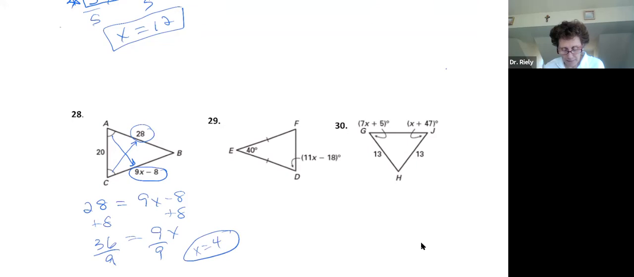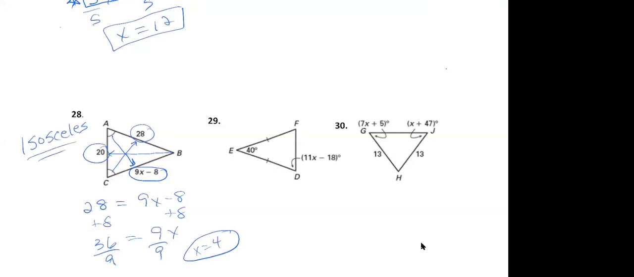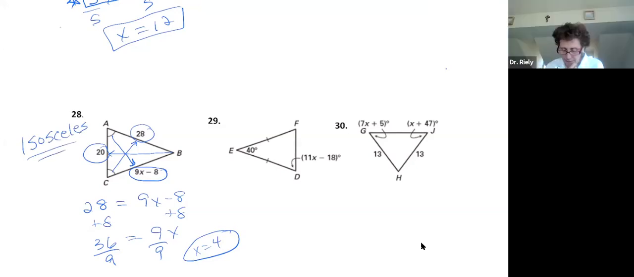The 20 is the base, right? That's the base. And I don't know the vertex angle, but I kind of know that it's not going to be equal, because if it was equal, then wouldn't 28 and 20 be equal? And since they're not, I only have an isosceles triangle, not an equilateral. Yep, that's what you did.